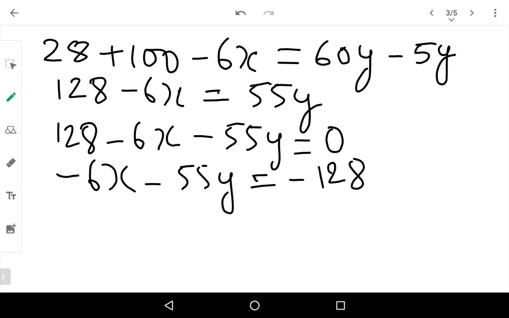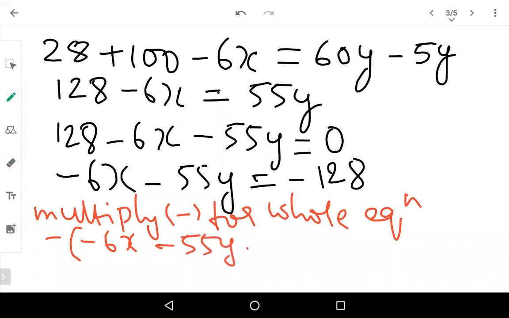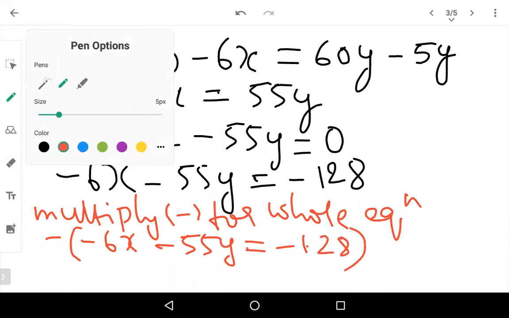Okay, ax plus by is equal to constant. Now, since everywhere there is minus, I'm going to multiply minus for the whole equation. Okay, so minus into minus 6x minus 55y is equal to minus 128.